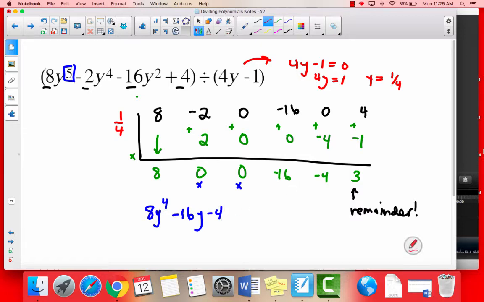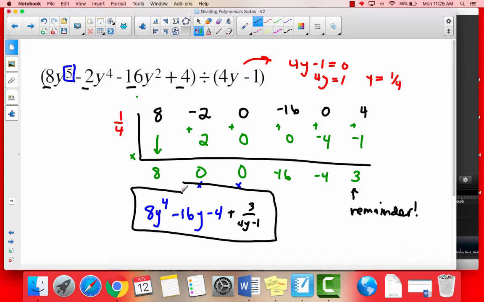And then my remainder, remember at the end, we write that as plus 3 over whatever we divided by. So 4y minus 1 was our original divisor. So there would be my final answer. Notice I have no y to the third or y to the second because I had zeros in my division.